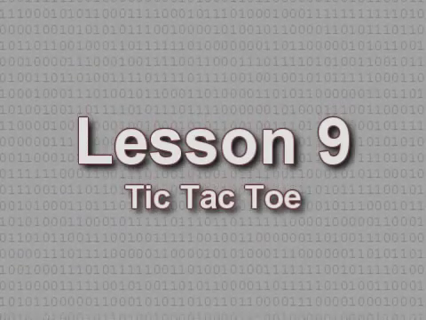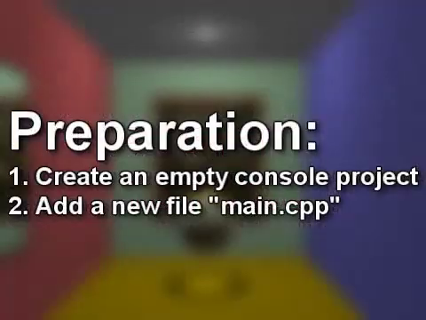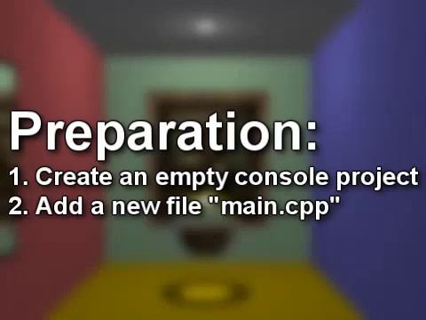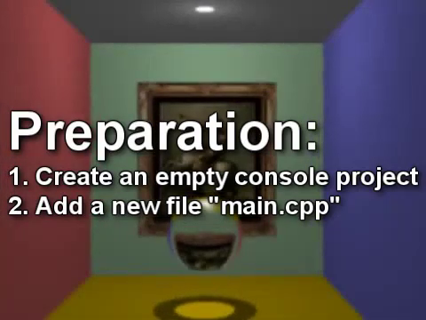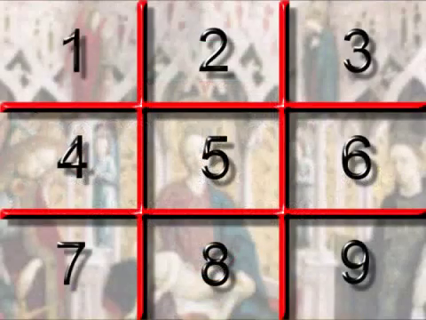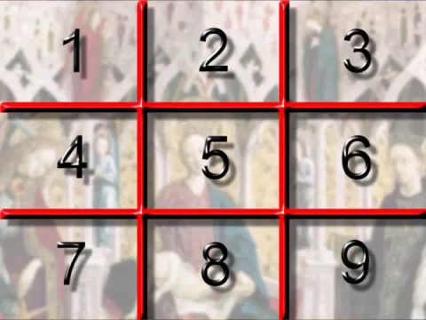Lesson 9, Tic Tac Toe. To follow along with this lesson, you will need to create a new empty console project and add a new C++ file named main.cpp to it. For this lesson, we are putting the material from the previous lessons together to write a simple game.